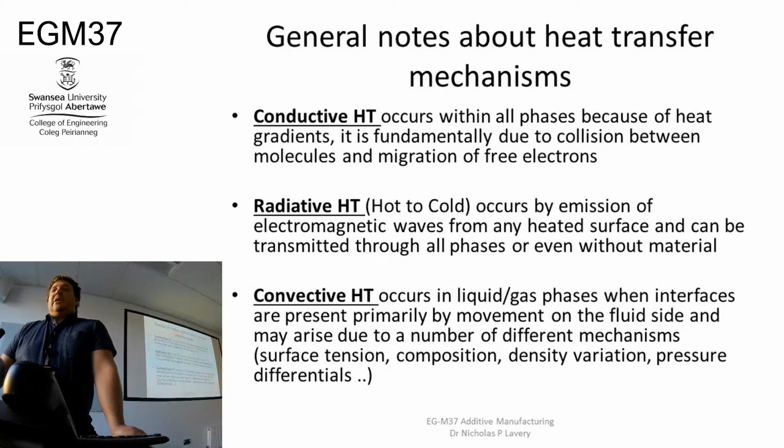That's what it's saying as well. So convection is mainly an interface between liquid, gas phases and solids on the fluid side. But it can arise from a number of different causes. So often when we think about convection, we think about either natural convection or forced convection. But convection can also be driven by compositional changes, and that's partly what we're going to see can affect the melt pool.